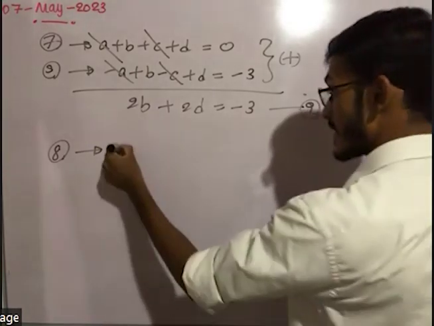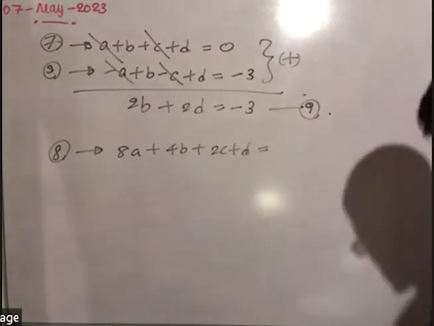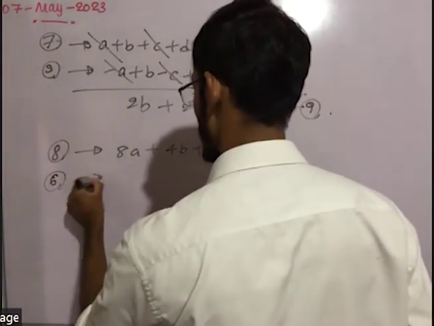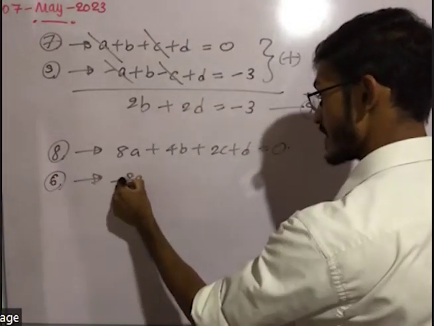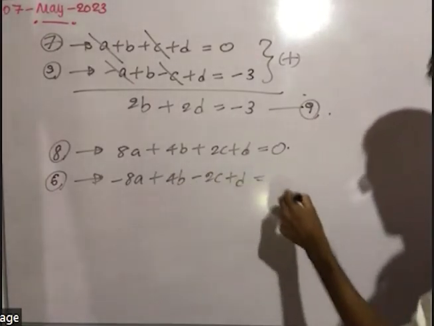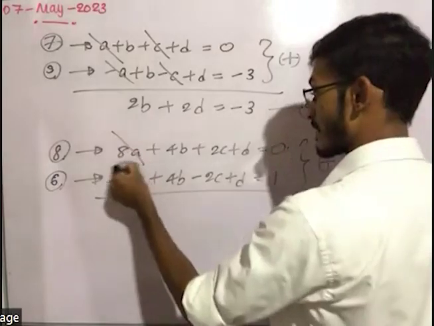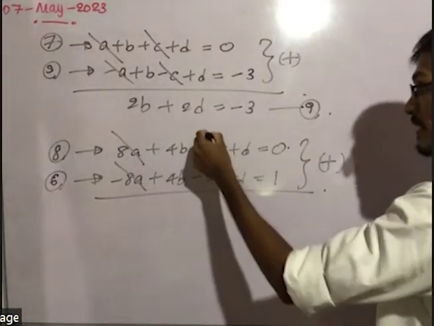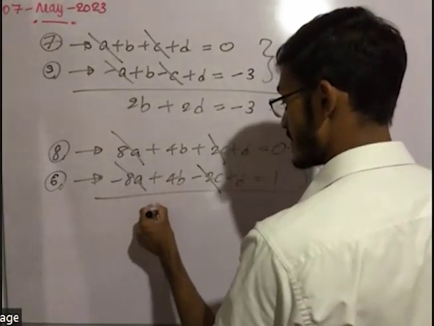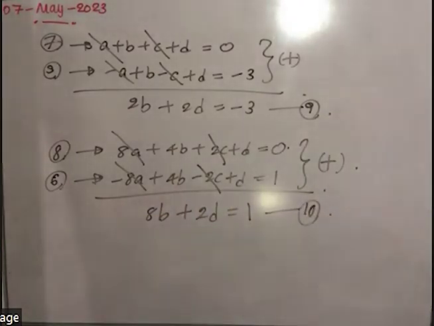Then I will take number 8 equation, that is 8a plus 4b plus 2c plus d equal to 0, and number 6 equation, that is minus 8a plus 4b minus 2c plus d equal to plus 1. So you can add these two. If you add these two, minus 8a and plus 8a will cancel, and plus 2c and minus 2c will cancel. So 4b plus 4b, 8b plus 2d, is equal to 1. I will take this one as number 10 equation.